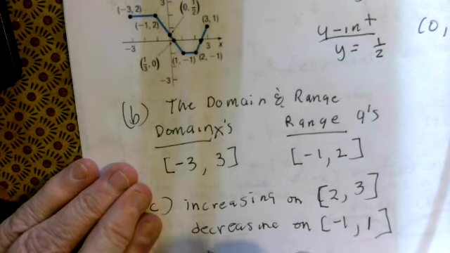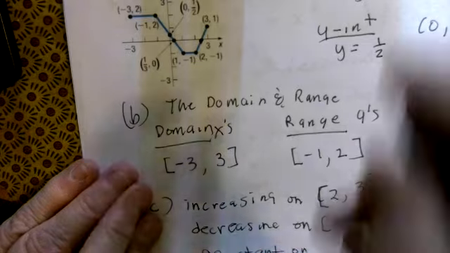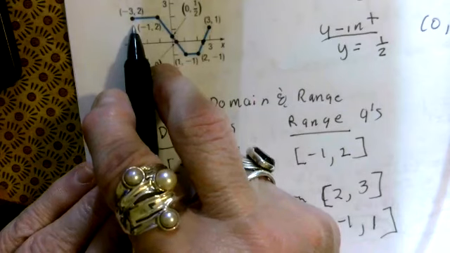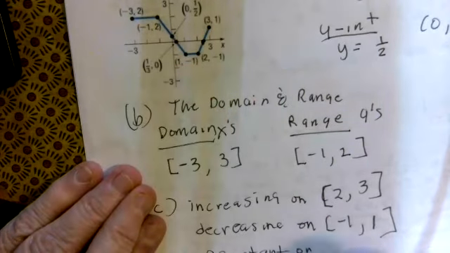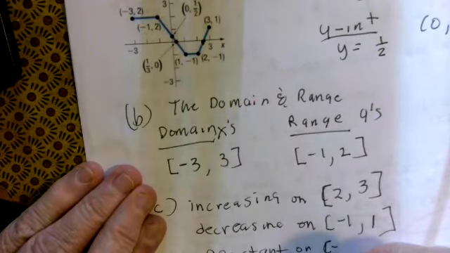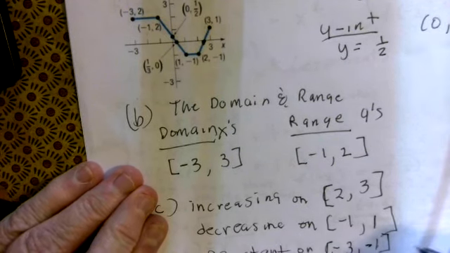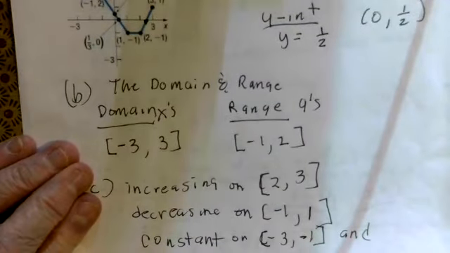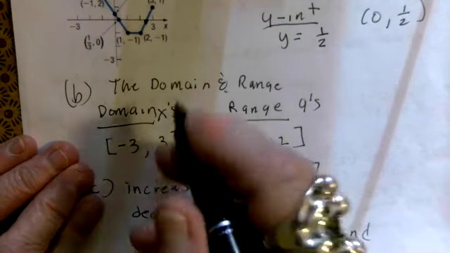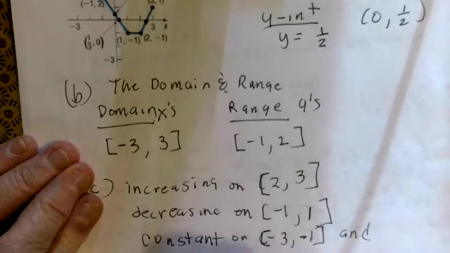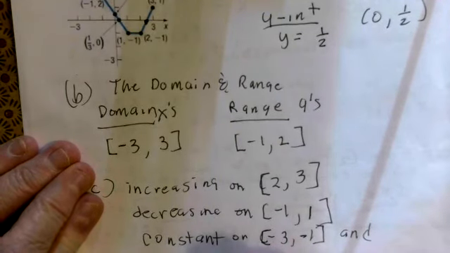And then where is it constant? It does have a couple places where it's constant. It's constant right here. So that's from -3 to -1. And you really shouldn't say union here, although sometimes people do. Where else is it constant? Right here. And remember, we're putting in the x values, and that's on 1 to 2.